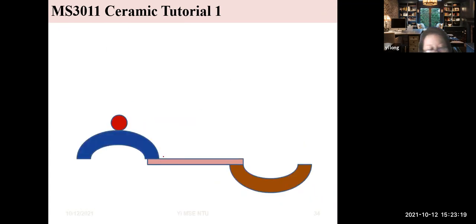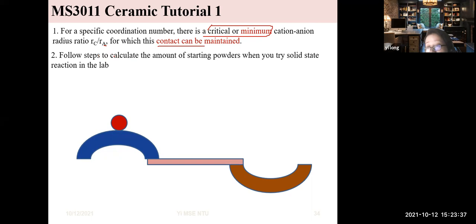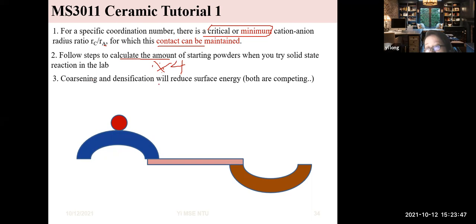Okay, we can quickly recap already. We only have 5 more minutes. We learned that for a specific coordination number, there will be a critical or minimal R ratio for which the contact can be maintained, and follow the steps. We have 6 steps, but actually the most important step is step 4, which is the width ratio. Make sure you calculate the right width ratio. Also, coarsening and densification will reduce the energy. We calculated this in the class, and just now in the tutorials.